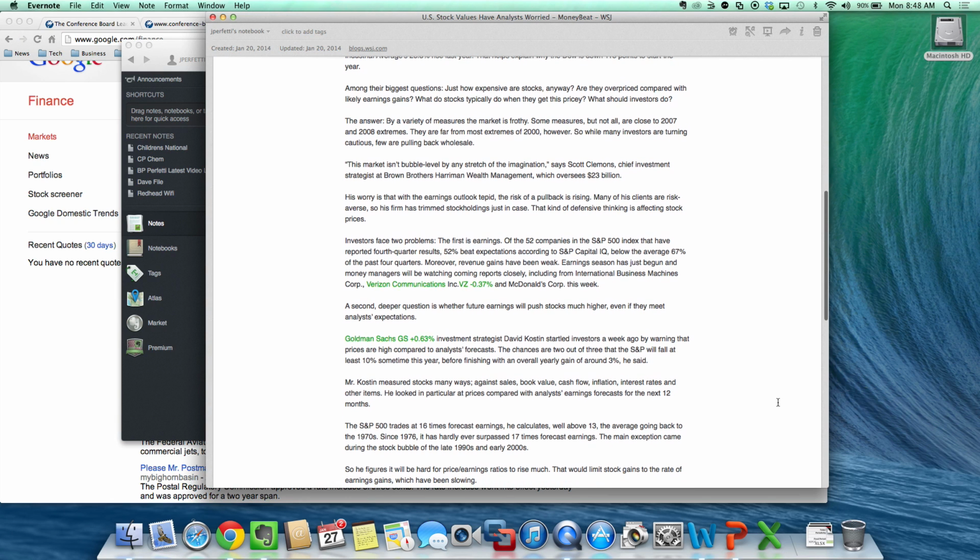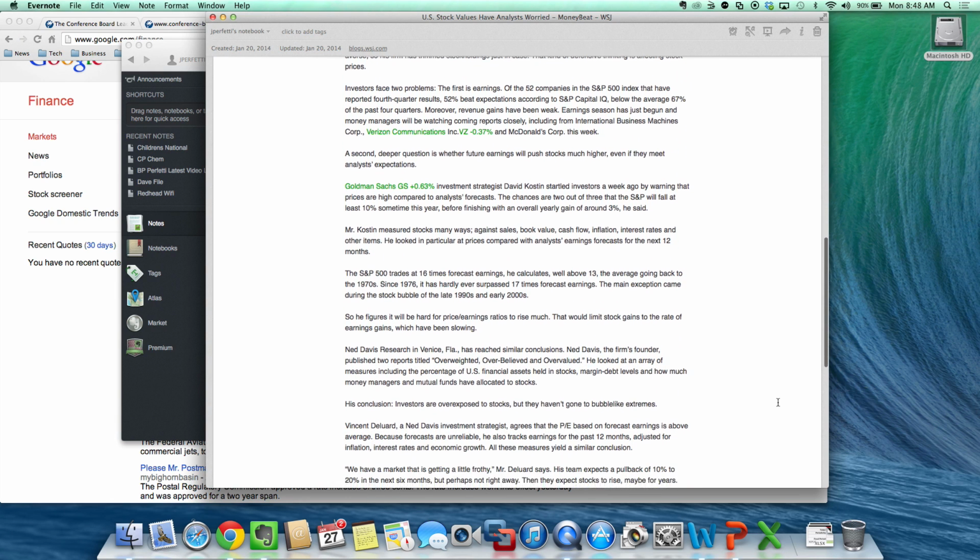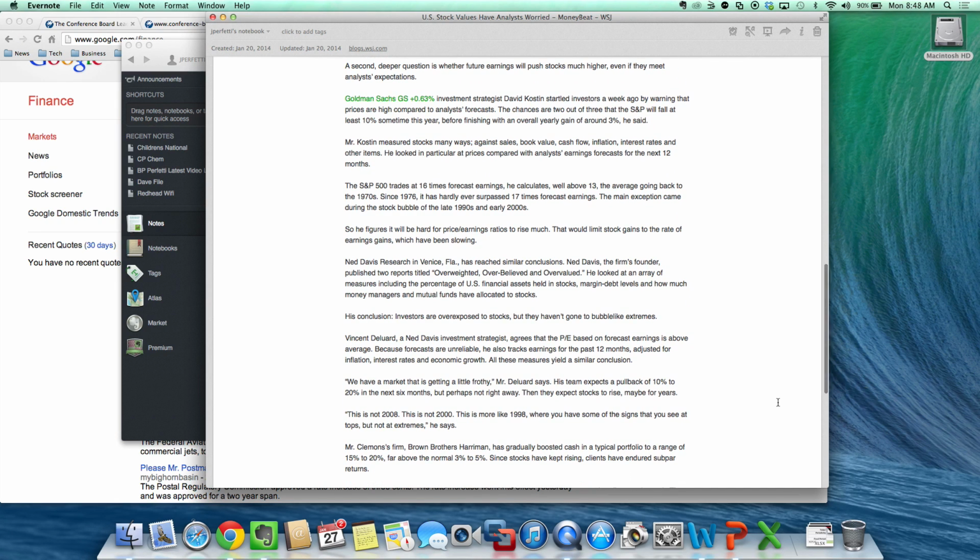And in particular in this article, and I can probably post it on the website, they talked about the key number here, it's kind of hard to see, but the PE ratio on the S&P 500. They said right now the S&P 500 trades at 16 times forward earnings, and the average S&P 500 forward PE ratio going back through the 70s has been 13. Okay, so basically the average PE is 13.